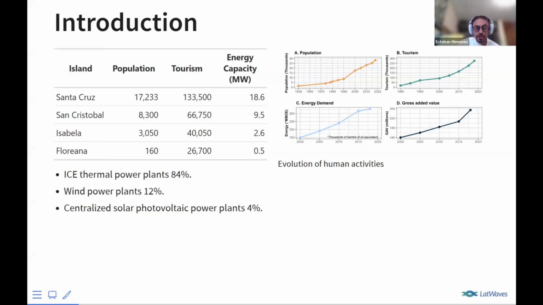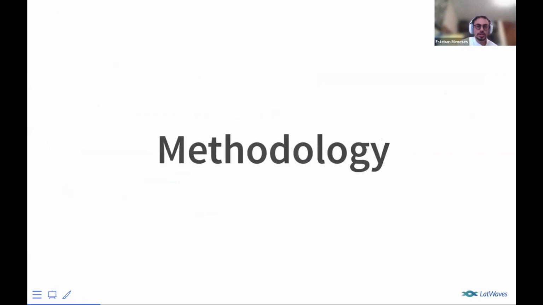For the generation of electricity, the thermal power plants cover around 84% of the electricity generation. Next come the wind power plants with around 12%. And then come the centralized solar photovoltaic power plants that reach only 4% of the generation.